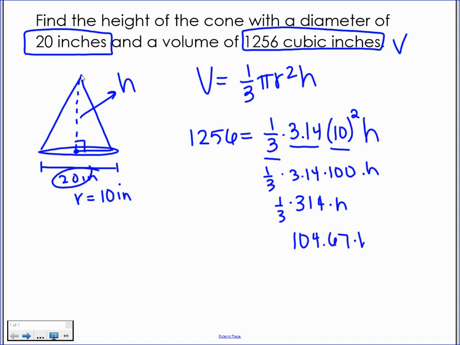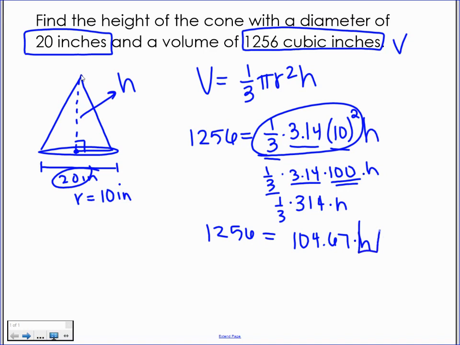104.67 times h, which is still equal to our volume of 1,256. So again, we just multiplied all of these together after we found the exponent, 10 squared, and got 100 here. Multiplied 1/3 times 3.14 times 100, and that gets us all the way down to 104.67 times h.